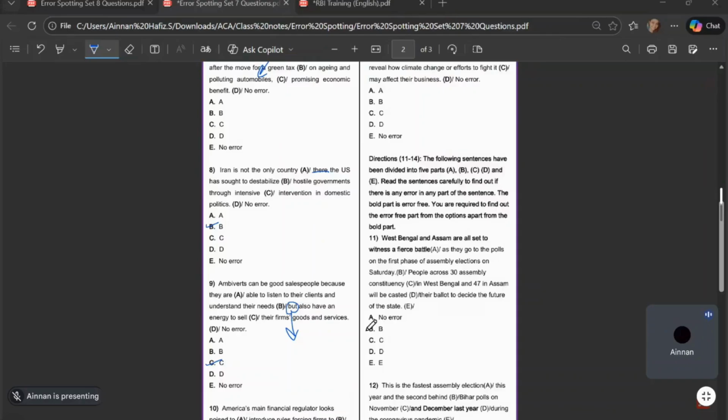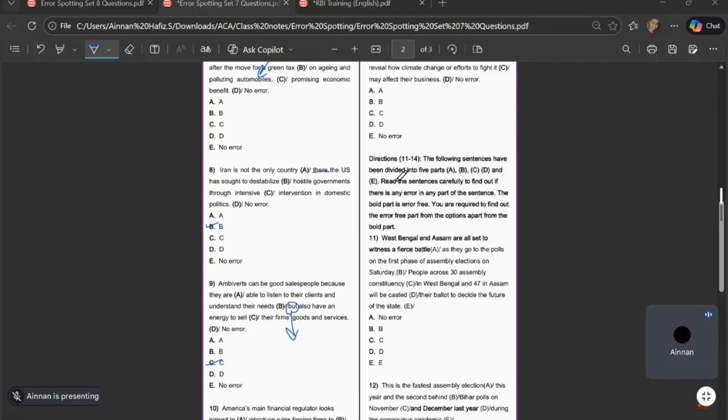America's main financial regulator looks poised to introduce rules forcing firms to reveal how climate change or efforts to fight it may affect their business. The answer is E. There is no error at all. I'll tell you why. A. America's main financial regulator looks poised to. It's one complete plain sentence which is bold and it's completely correct.